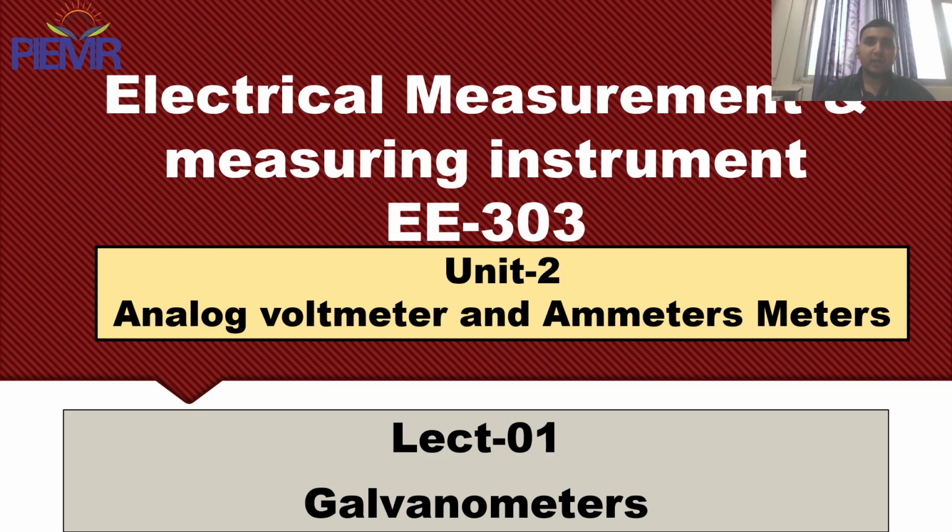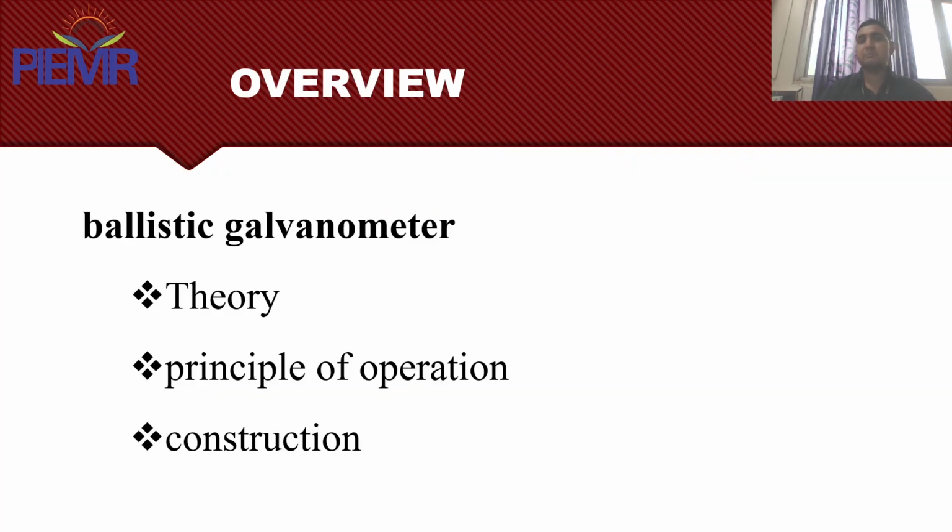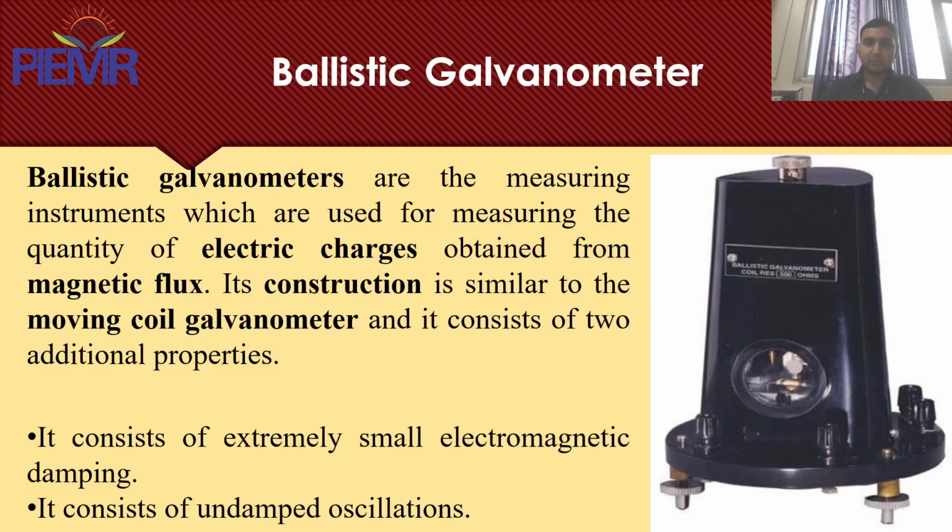First, we have to be clarified regarding galvanometer in this particular lecture 1 of unit 2, where we have two types of galvanometers. First is ballistic galvanometer and second is D'Arsonval galvanometer. Here we give precisely what is its theory, its working principle and its construction perspective.